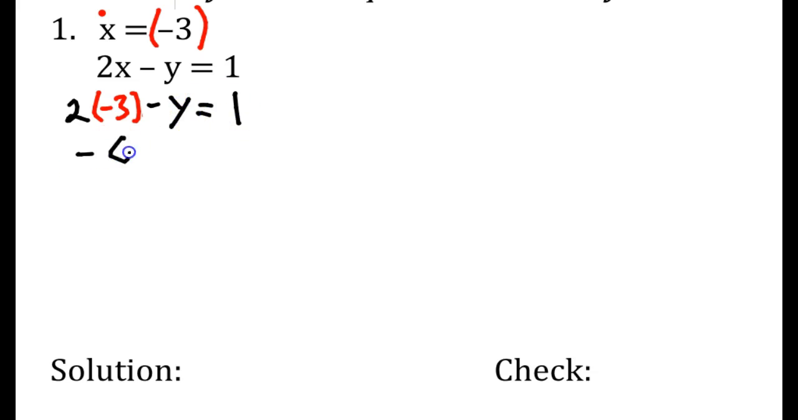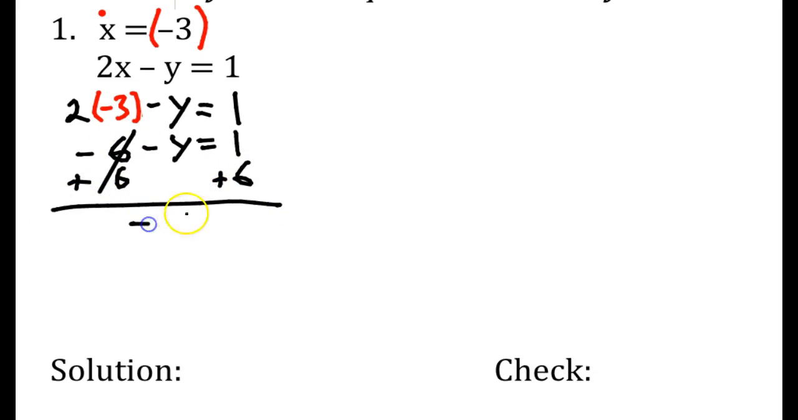Right? So we have -6 minus y equals 1. Add 6 to both sides. Okay. We'll have -y, or the opposite of y, equals 7. So if we divide both sides by -1, y equals -7.